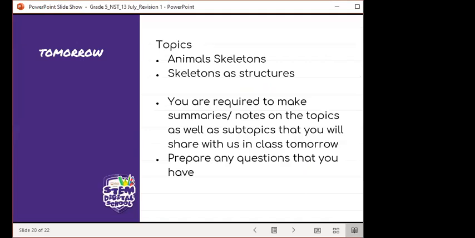For tomorrow, because I see that you are struggling with this topic, I need you to revise it again. Revise the topic we were looking at now, and also look at animals and skeletons, as well as skeletons as structures. You need to revise these three topics for tomorrow and be prepared. The last bullet says you are required to make summaries and notes on the topics as well as subtopics, and you will share them in class tomorrow. Make sure that you understand ecosystems, the difference between vertebrates and invertebrates, and the interdependence that happens in an ecosystem. Just learn those three topics and come prepared.